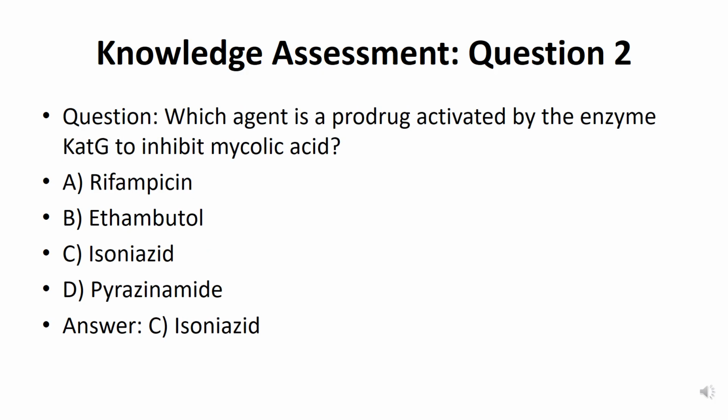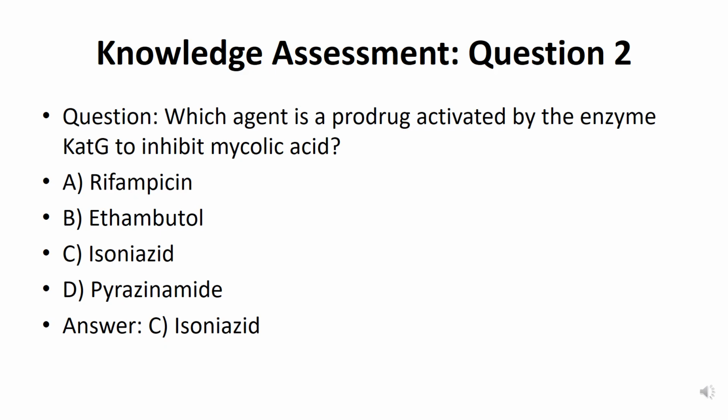Let's test another important pharmacology concept with a quick knowledge check. Here's the question. Which anti-tuberculosis agent is a prodrug that must be activated by the bacterial enzyme KatG before it can inhibit mycolic acid synthesis? Is it A, Rifampicin, B, Ethambutol, C, Isoniazid, or D, Pyrazinamide? Take a moment to think about your answer. The correct answer is C, Isoniazid.